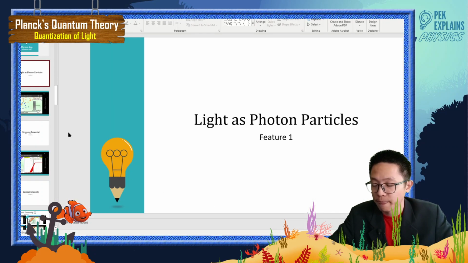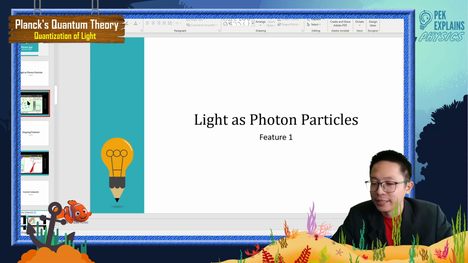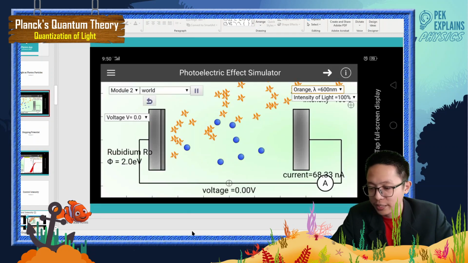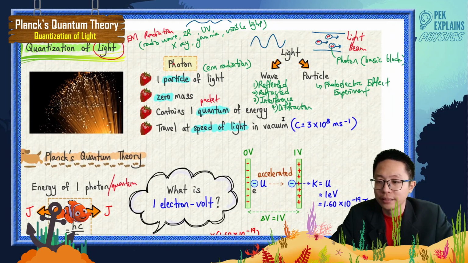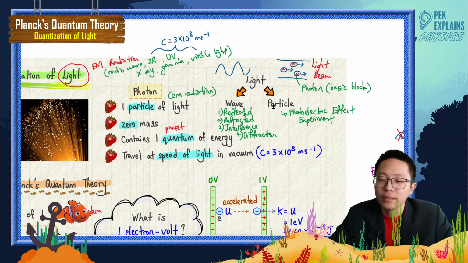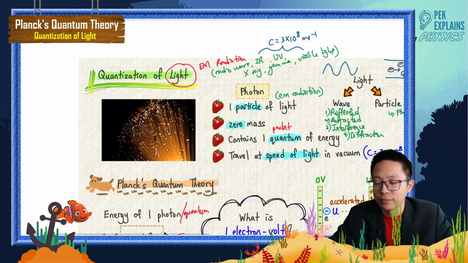Before that, I haven't shown you this simulation that light behaves like photon particles. Here I have a simulation to show you. As I want to say, light behaves like a particle, isn't it? Here is one picture about the fiber optic. It looks like light looks like a particle.